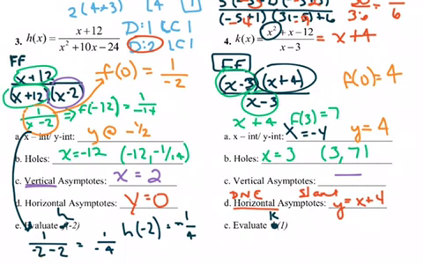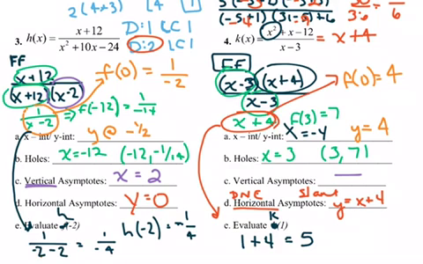Finally, we're going to evaluate k of 1. If you haven't noticed, I am going back to this simplified version for my x-intercept and my y-intercept. And I'm going to also use that simplified version to evaluate. So 1 plus 4 is 5. So k of 1 is 5.